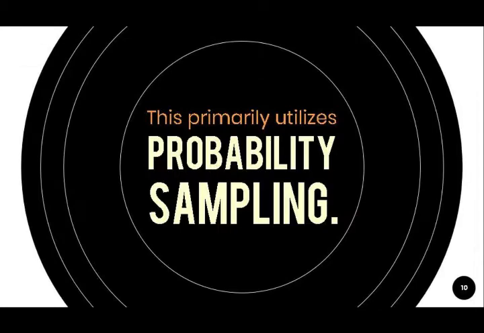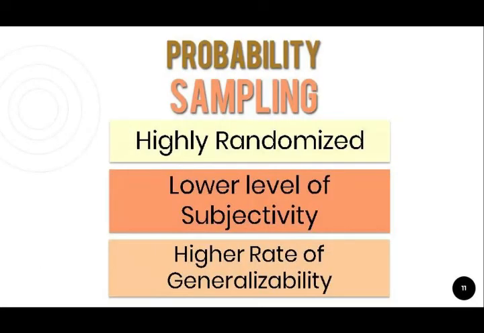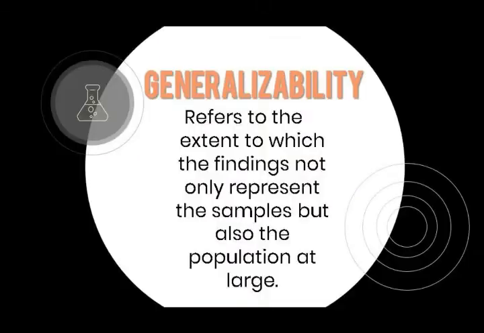As I mentioned, quantitative research primarily utilizes probability sampling. So what is probability sampling? It is highly randomized. At the same time, it lowers the level of subjectivity, which is common in qualitative research. And of course, we can generalize to an entire population because of a good sampling.